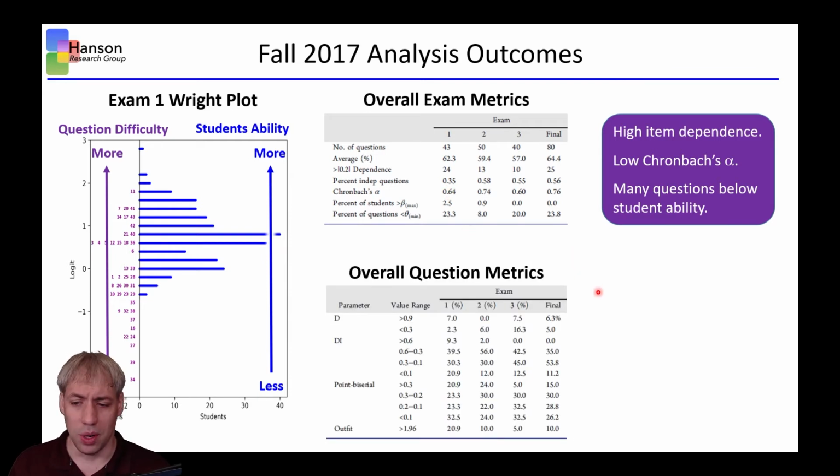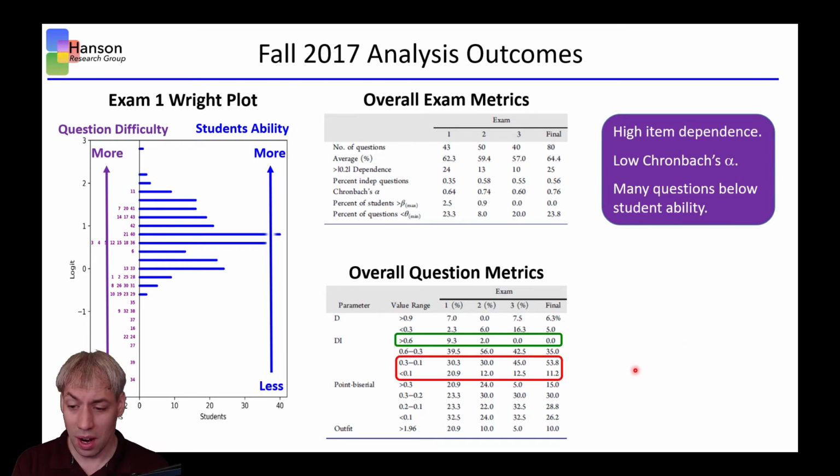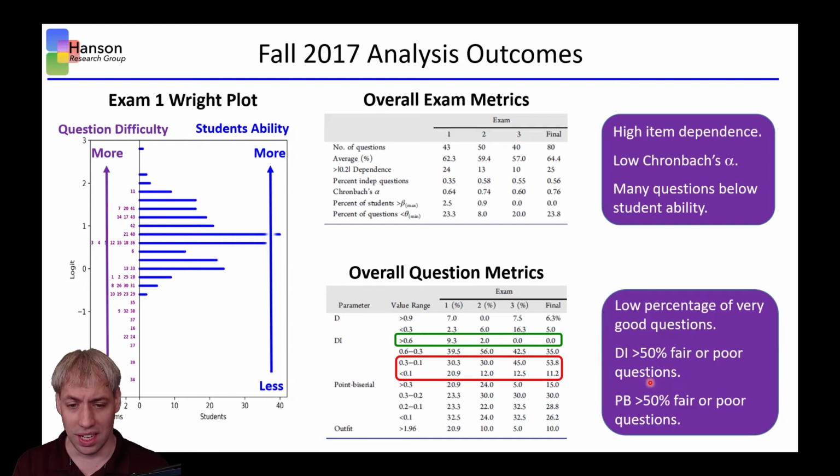We can also look at the overall question metrics, how good a question is. D in this case is difficulty: the percent of questions over 90% success and the percent of questions below 30%. We have our discrimination index and point biserial, and we can see very good, fair, and poor questions, what percentage of the test fell under those criteria, and outfit statistics as well. You can see our percent of very good questions is low. Our percent of fair and poor questions is really high in this first iteration, between exams 1, 2, 3, and the final for our first time teaching this class. So again, not a particularly good test by the overall metrics as well as the per question metrics.